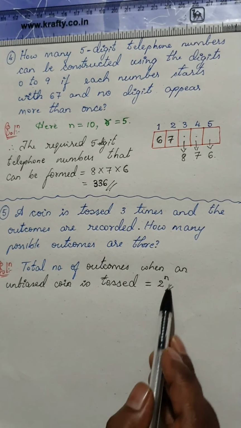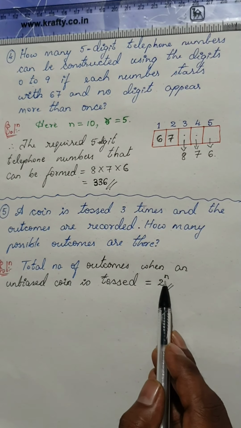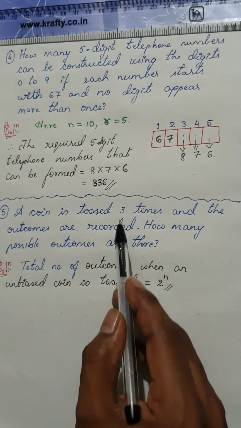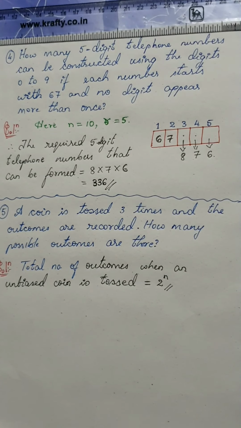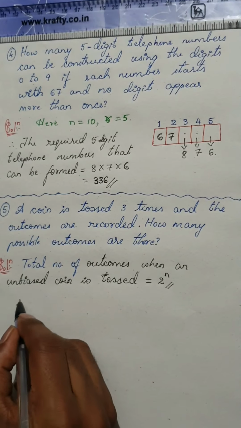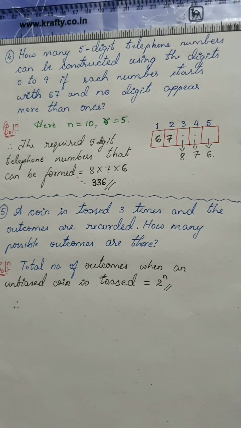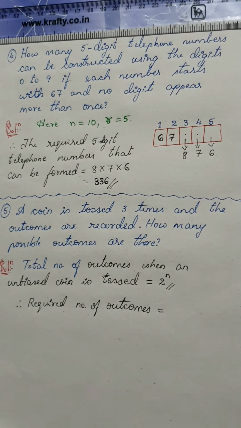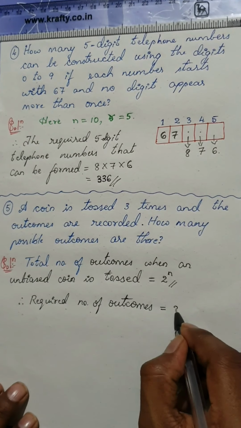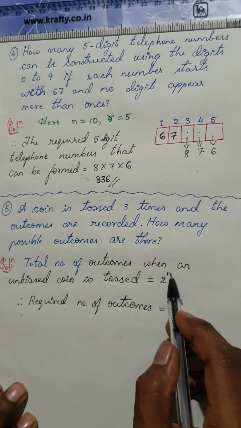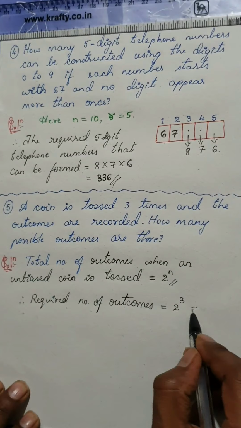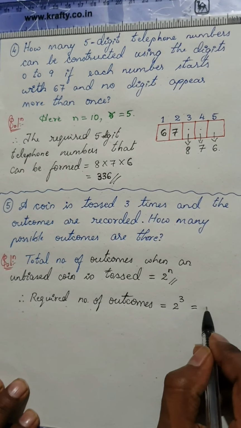Now what does n mean? n indicates how many times it is tossed. So the required number of outcomes is equal to 2 power 3, because n is equal to 3. You are tossing a coin 3 times. So this is 2 cube, which is 8.